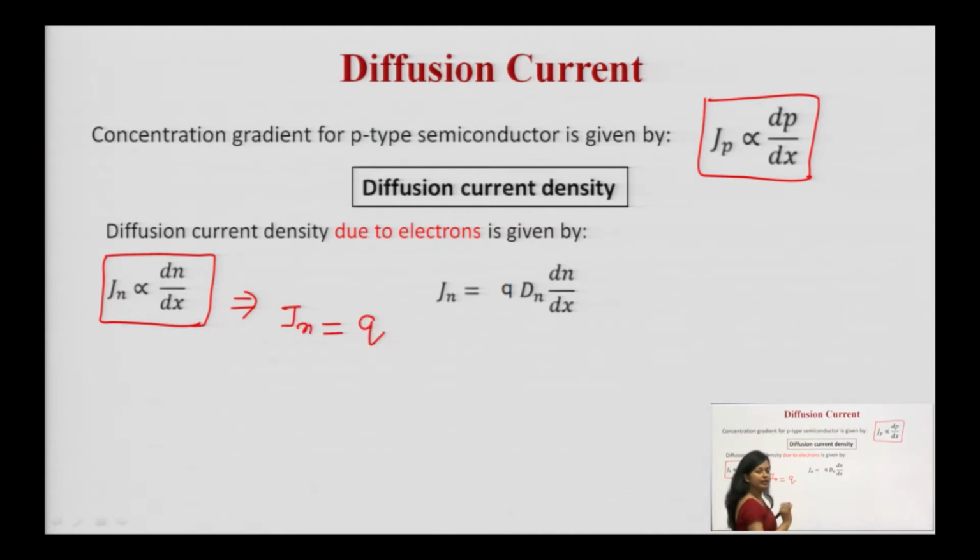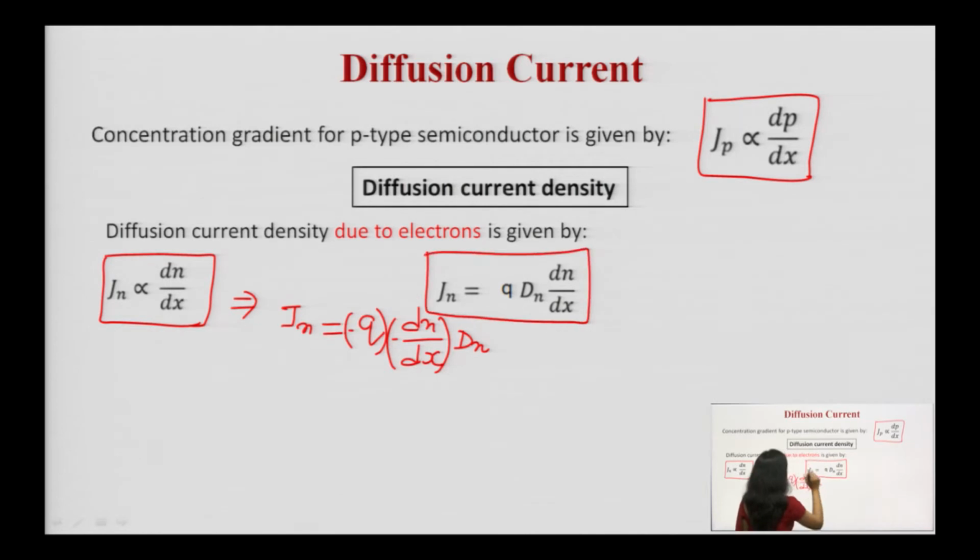Q is the charge on the electron. The charge on the electron is minus Q, it is negative. Let us put minus Q into dn upon dx; there is a decrease, so we have to put a minus sign as well. To remove the proportionality, we have included a proportionality constant which is Dn. Dn is the diffusion coefficient for the electrons. The minus and minus signs will cancel out, and this will be plus. That is why Jn is Q into Dn into dn upon dx.